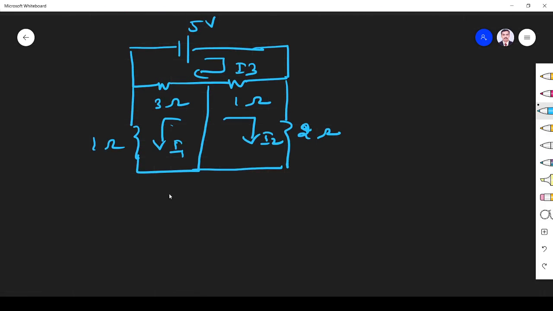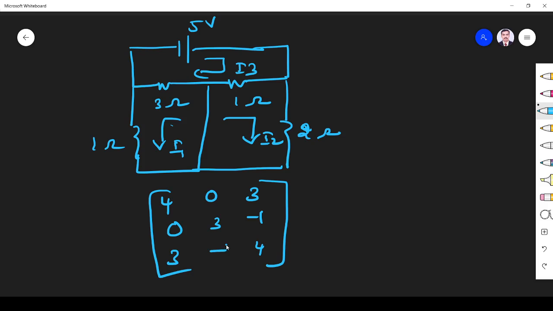As usual, take the loops. The first loop has total resistance 4. The second loop has total resistance of 3. The third loop has total resistance of 4. The resistance common between 1 and 2 is 0, and between 2 and 1, 0. Between 1 and 3, both are in the same direction, plus 3, and between 3 and 1, again plus 3. The resistance common between 2 and 3 is 1, but both currents are in opposite directions, so minus 1. Similarly here also minus 1.